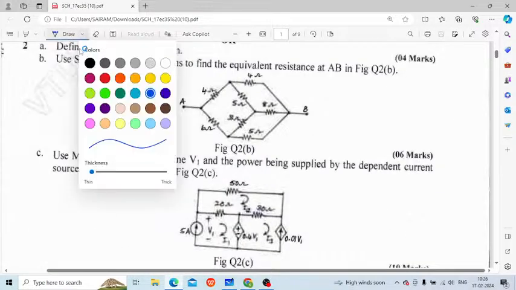I don't know why this problem has been asked in the exam, right? I'm repeatedly telling you, I don't know why this problem is asked in the examination.